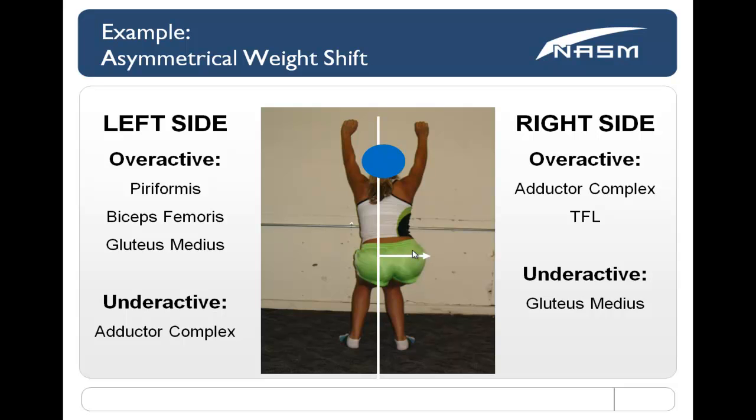Now, is this something that's learned? Is this a true joint mobility issue where she has a restriction or decreased posterior glide of her talus? Does she have a lumbar vertebra that's out of alignment or a restricted sacroiliac joint? Potentially. It could be all of those things. But what we found with this particular individual is there were muscular imbalances, and going through a corrective exercise process helped to improve her movement patterns.